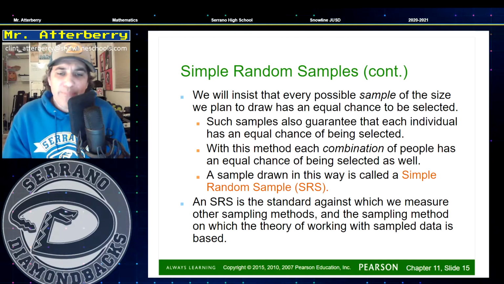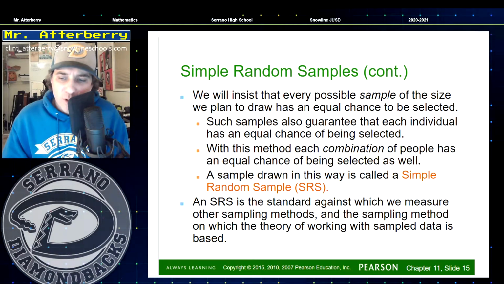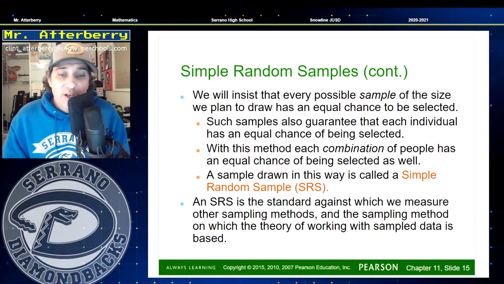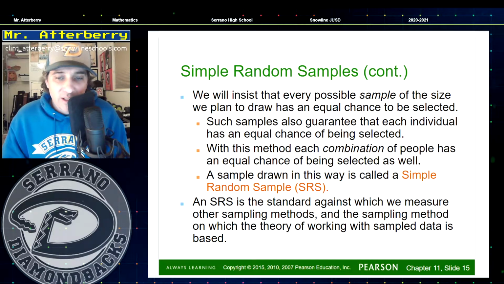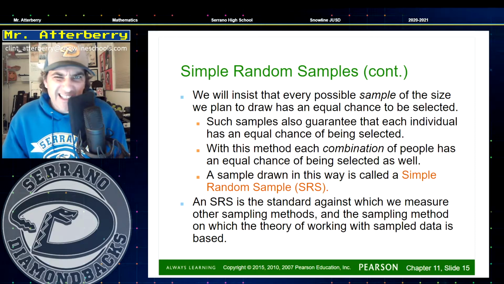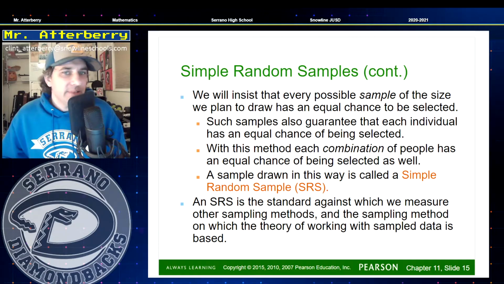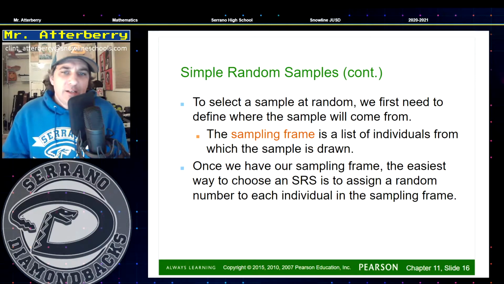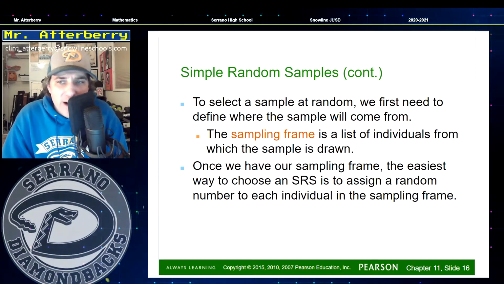SRS is the standard against which we measure other sampling methods, and the sampling method on which the theory of working with sample data is based. So this SRS, simple random sample, which sounds pretty easy to understand, they say it's just the standard. It's kind of what you should consider before doing anything else.